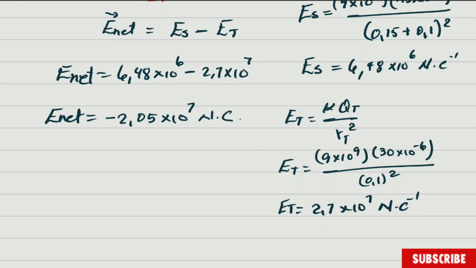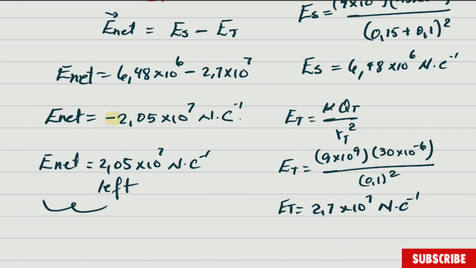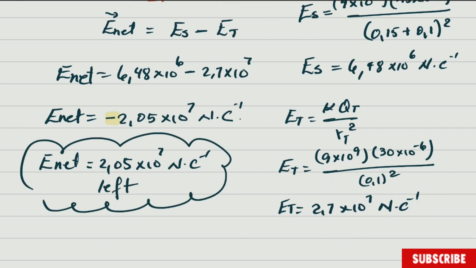Now, what is the meaning of this minus here? That is direction. Remember, we said write this positive, it means this one is to the left. So the final answer, let's write E net is equal to 2.05 times 10 to the 7 Newton per coulomb, to the left. And that is the final answer for this question, guys.